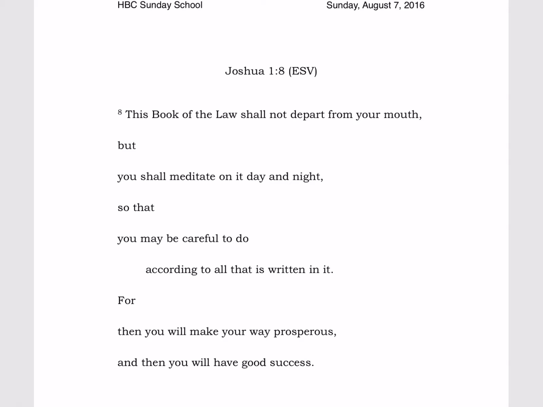Okay, welcome back. We're going to take a look at another single verse. This time we're going to look at Joshua chapter 1, verse 8.